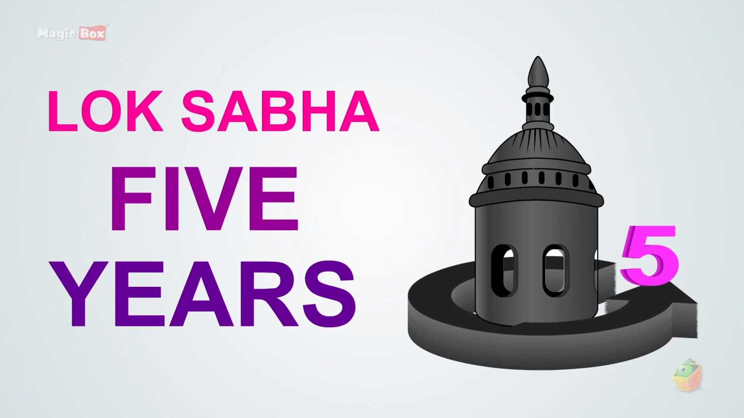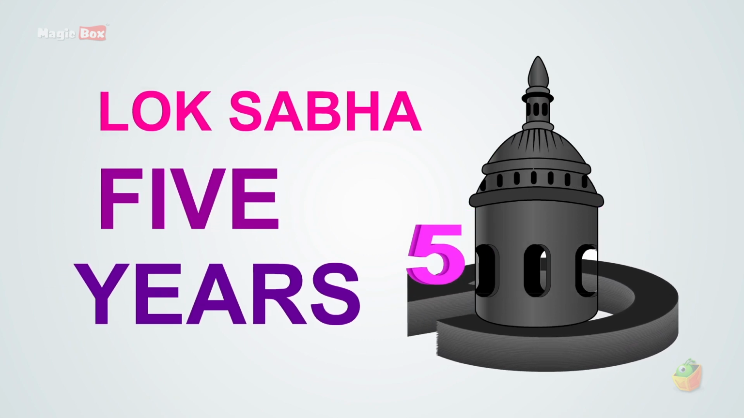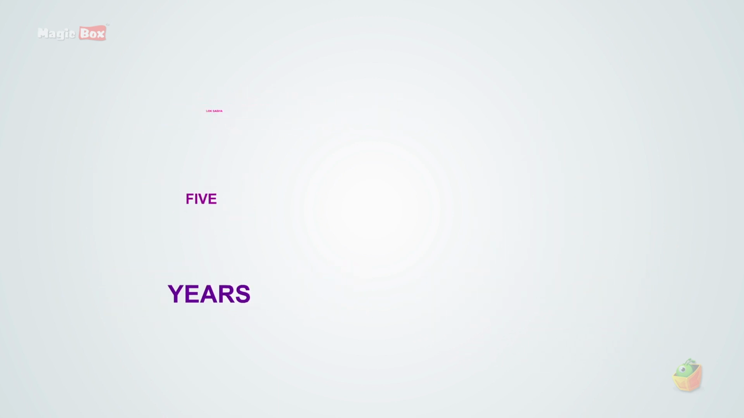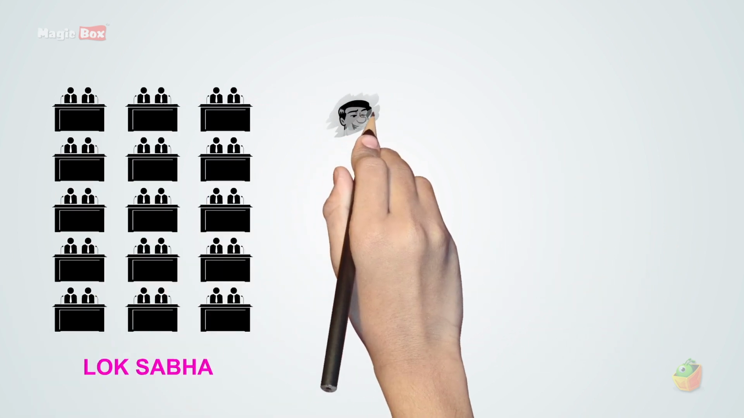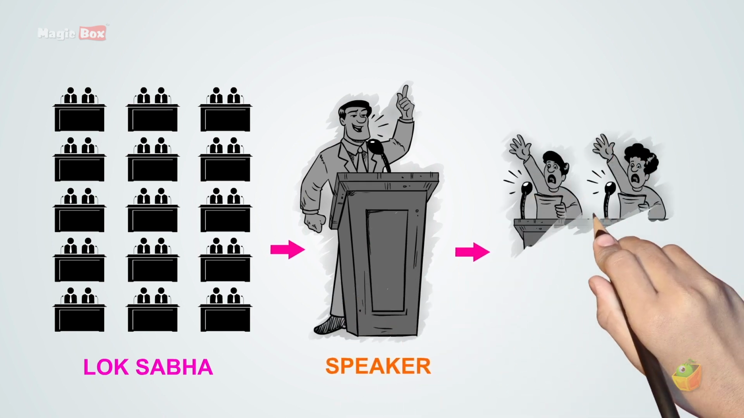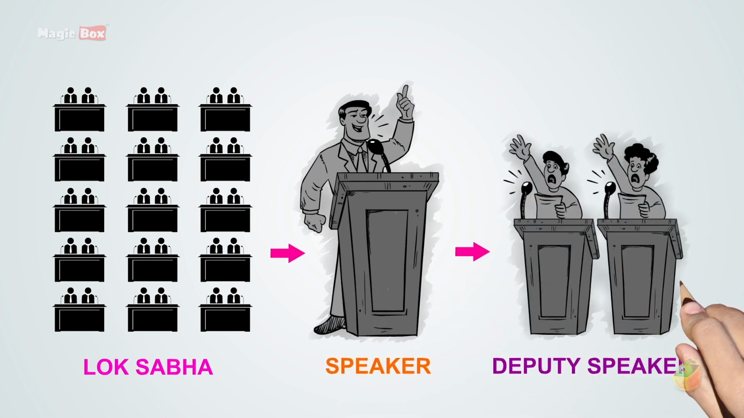Lok Sabha has a fixed term of 5 years. However, it can be dissolved earlier under certain circumstances. The Lok Sabha elects one of its own members as its presiding officer and he is called the Speaker, who is assisted by the Deputy Speaker, who is also elected by the Lok Sabha.